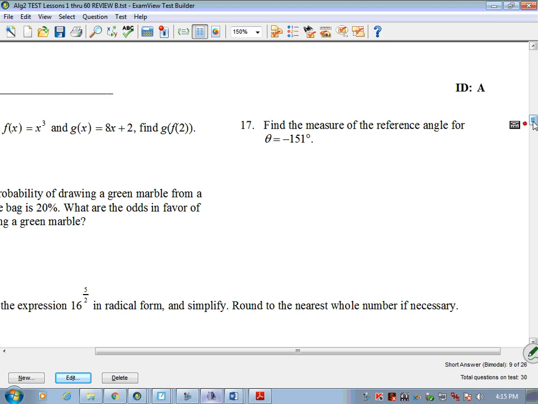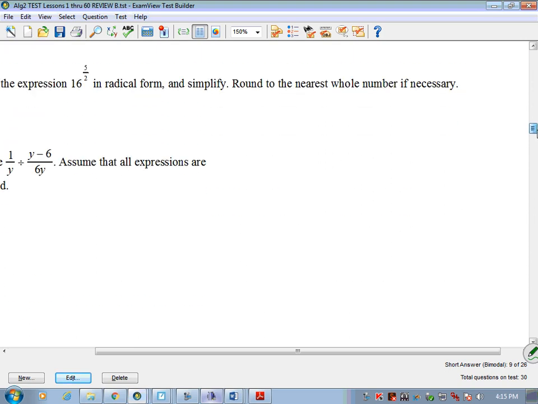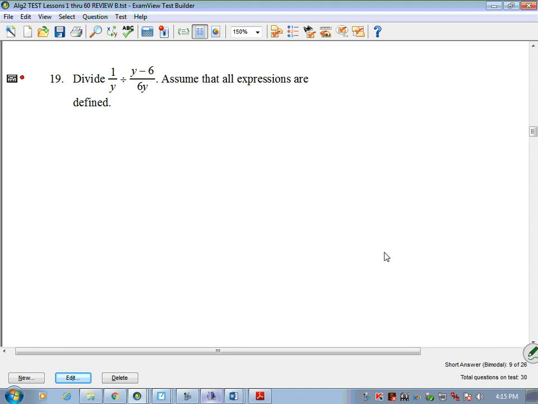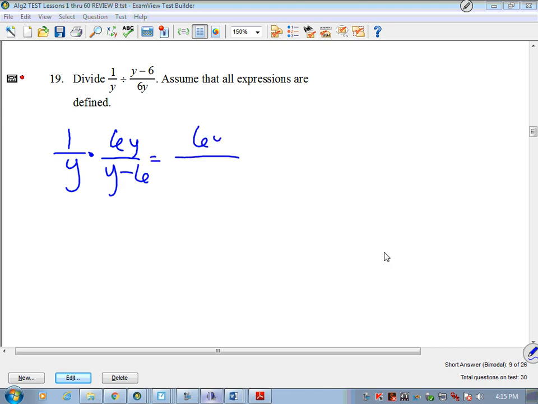All right, now let's move down to number 19. Divide 1 divided by y minus 6 over 6y. So let's do 1 divided by y, but let's multiply by the reciprocal, 6y over y minus 6. Across the top, we're going to get 6y, and on the bottom, we're going to distribute the y, so we get y squared minus 6y.